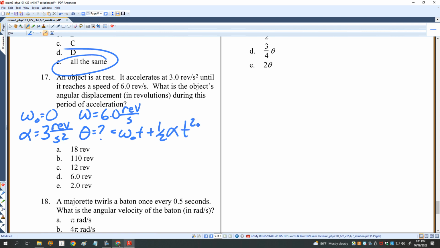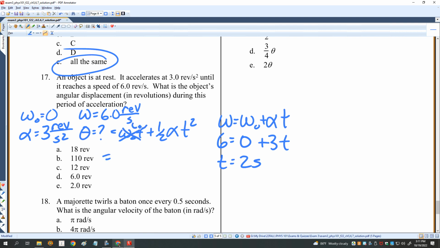Now theta I know is equal to omega naught t plus 1/2 alpha t squared. Ooh, but I don't know t. But I have this other information, so I can say that omega equals omega naught plus alpha t. That is 6 equals 0 plus 3 times t, so t is equal to 2 seconds. Now I can come back up here and find out what theta is. That goes to 0 because omega naught is equal to 0, so it's going to be 1/2 of alpha, or 3 revolutions per second squared, times 2 seconds squared, so that's equal to 6 revolutions.